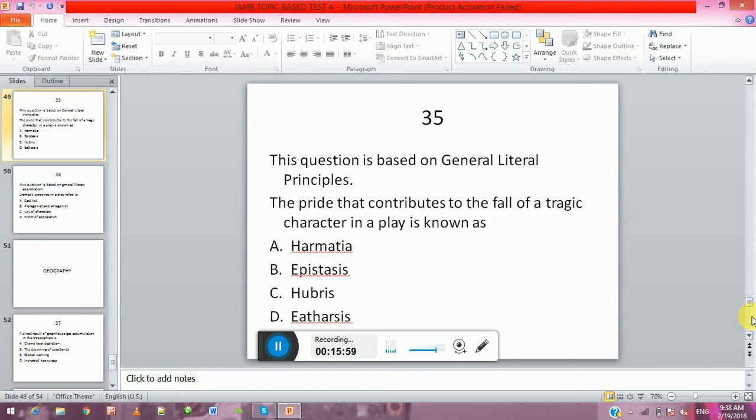This question is based on general literary principles. The pride that contributes to the fall of a tragic character in a play is known as: A. Hamartia. B. Epistasis. C. Hubris. D. Ethasis.